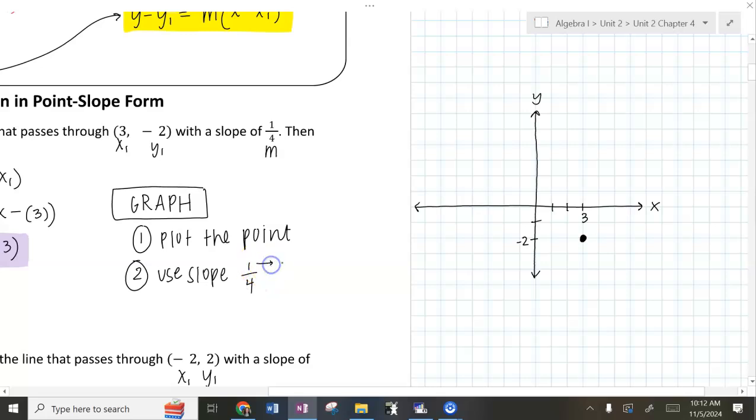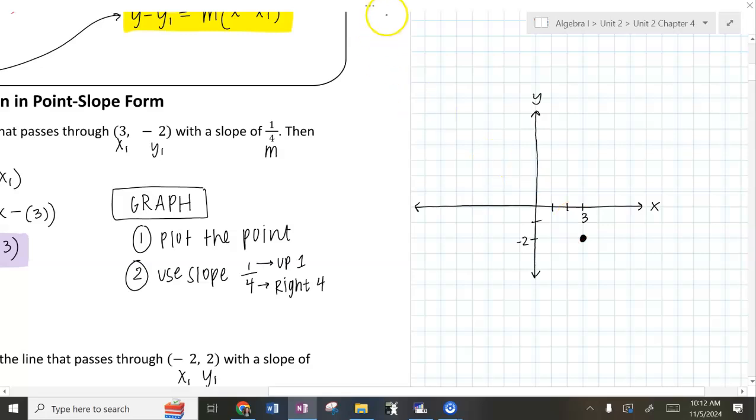With the slope 1/4, the numerator will tell you the change in y. So this is saying up 1 since it's positive. The denominator tells you the change in x. So this is saying to go right 4. Remember, we always go to the right. The positive or negative tells us whether to go up or down.